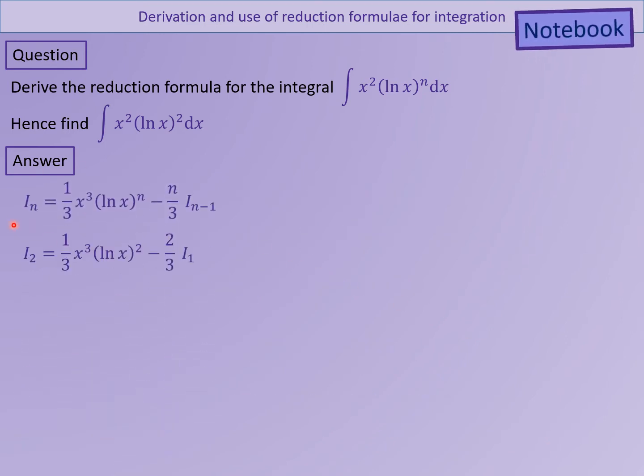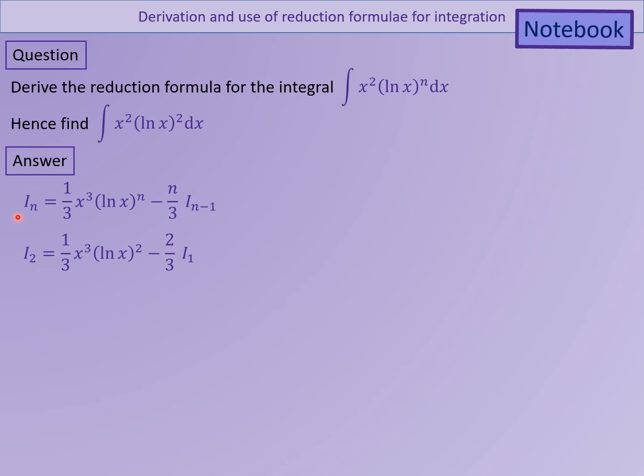Okay, so now that I've got the formula, I can then consider which n value I'm looking at in this case. Now in this case, I've noticed that the n value, just there, is 2. Okay, it's got nothing to do with the x squared. It's got to do with the fact that that n is getting replaced by 2. So the integral with n equals 2 is going to go to 1/3 x to the 3 ln x to the power 2 minus 2 over 3 I to the 2 minus 1, which is 1.